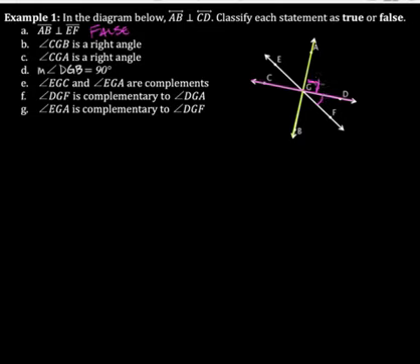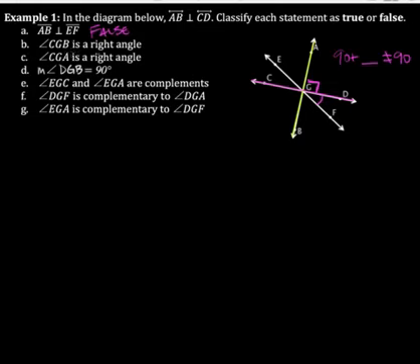It's going to be something more than 90, because in order to create AGF, I have to add the measure of angle AGD plus the measure of angle DGF. So that's going to be 90 plus something, right? So that can definitely not equal 90. So that means that this statement is definitely false.